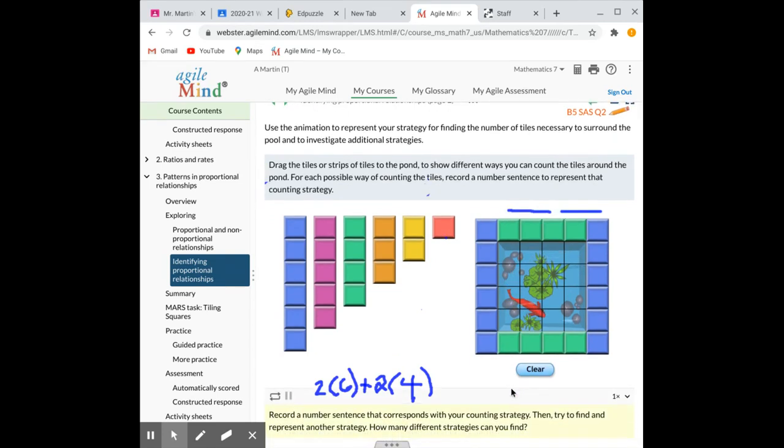All right, so let's see what it says. Record a number sentence that corresponds with your counting strategy, then try to find and represent more. So we said 2 times 6 plus 2 times 4. 2 times 6 is 12. Plus 8 is 20. Good. So that works. Remember, that's going to give us our 20 tiles. So we're looking for ways we can get 20 tiles from this using these. So that's our first number sentence. If you don't have this number sentence written down, you need to write it down now.